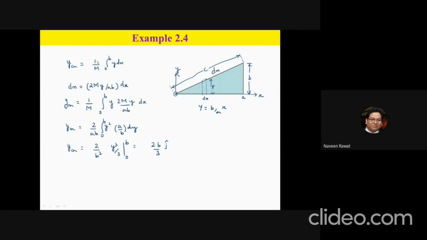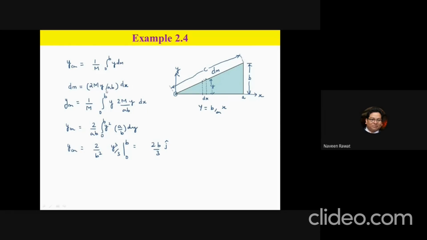And now the expression will change. You have 1 upon total mass again, and now you're integrating from 0 to b, right? That's what you're doing along the y-axis, okay? Because the lowest value that you can get along the y-axis is 0, and the maximum value you can get is b. So you will do the integral of y dm, and again we know the expression for dm.